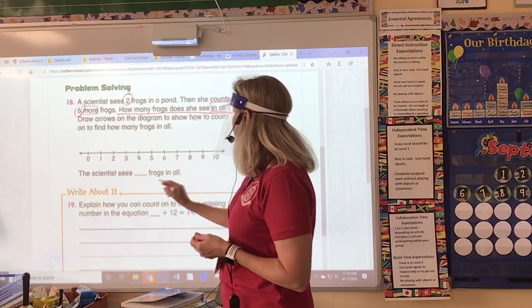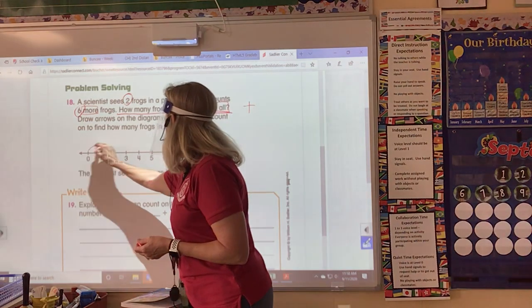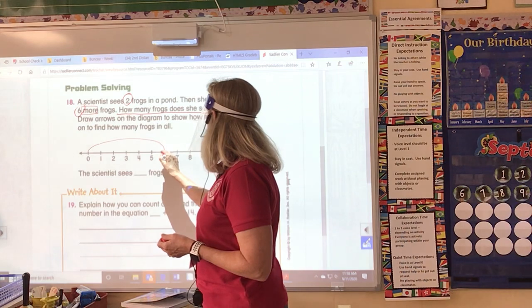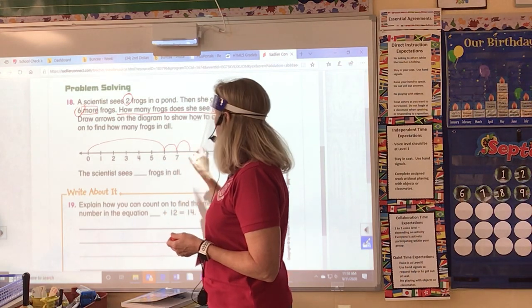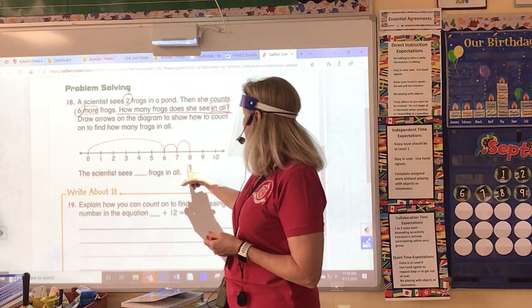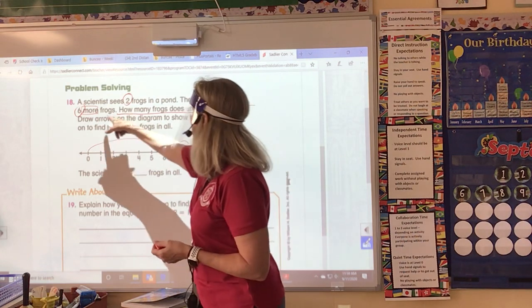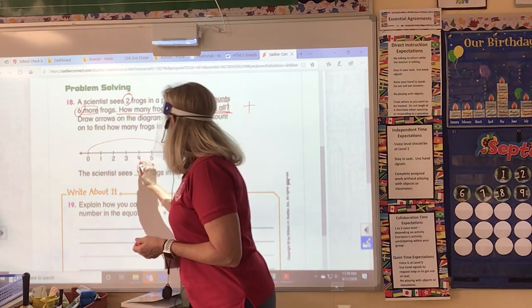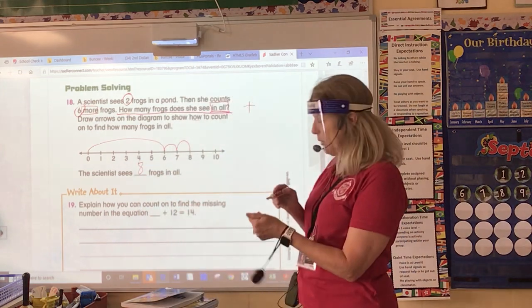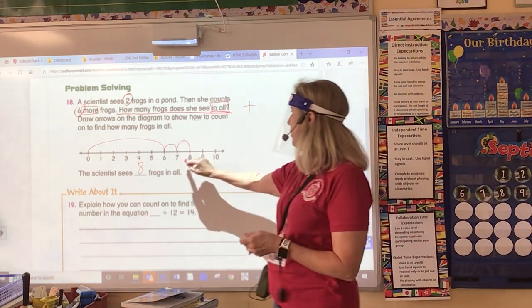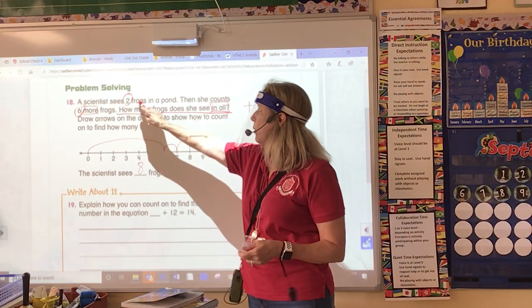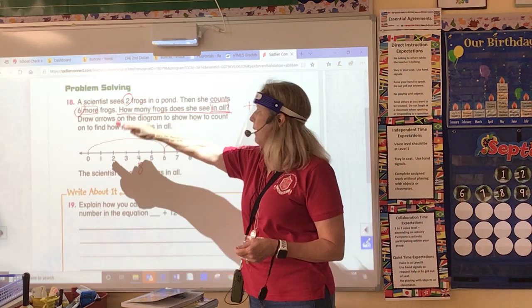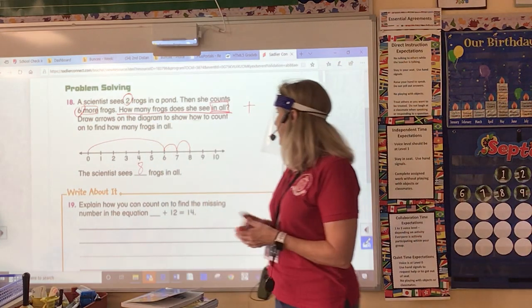You're going to go to 0 and bring it to 6, okay, and then we're going to go 2 more. 1, 2, and what's our answer? 8. So we know that 2 plus 6 equals 8. Good job, guys. I love how you're taking your larger number first, even though there were 2 frogs and then 6 more joined them, so that was very good.